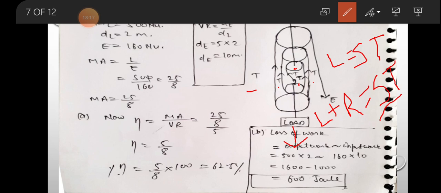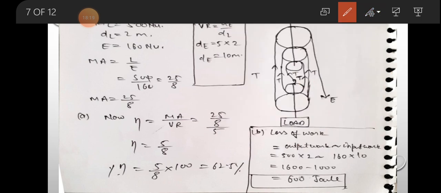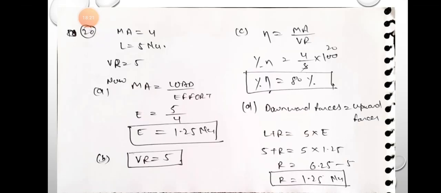Now moving ahead, we have used the same formula which I have told you, that L plus R is equals to 5E. So L, since load is 5 Newton and 5 effort is as already calculated 1.25, so we will get R is equals to 6.25 minus 5 is equals to 1.25.